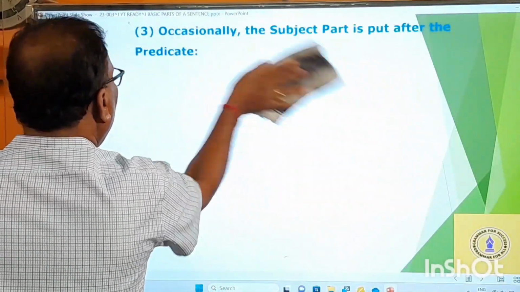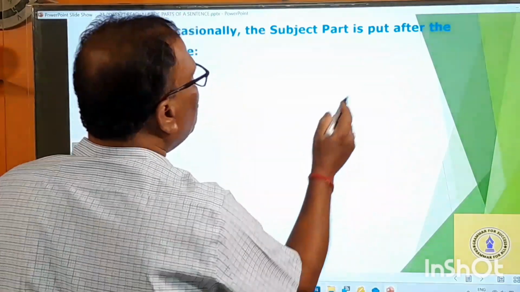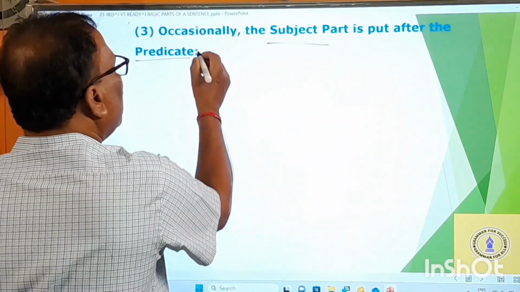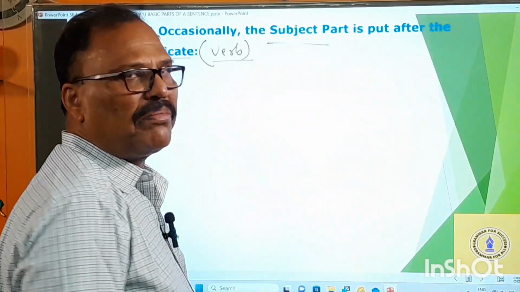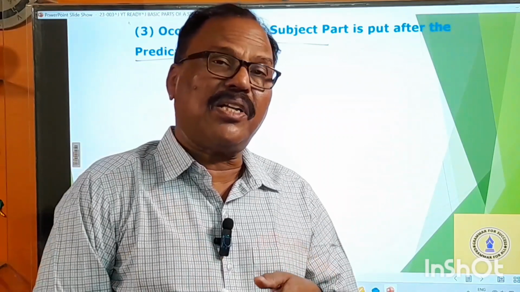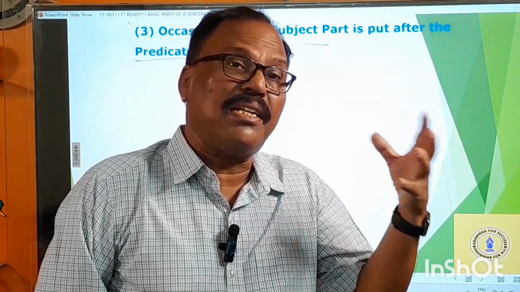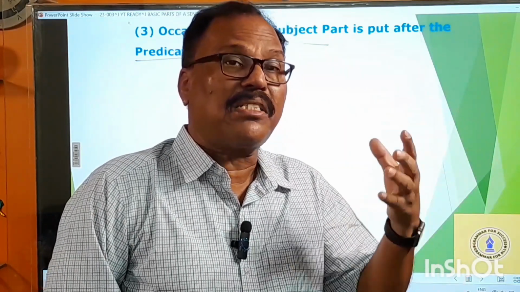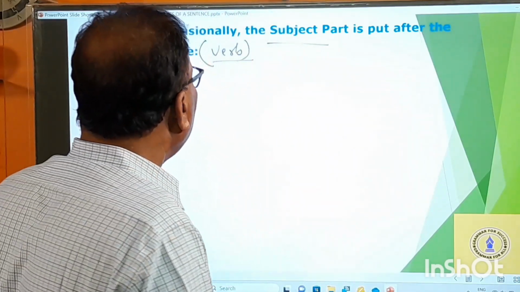And occasionally the subject part is put after the predicate. Predicate means, in other words, you can say verb. Subject is usually before the verb, and occasionally the subject part may be after the verb in certain sentences. Not in all kinds of sentences, but in some kinds of sentences, it's like that. Now pay attention to that.